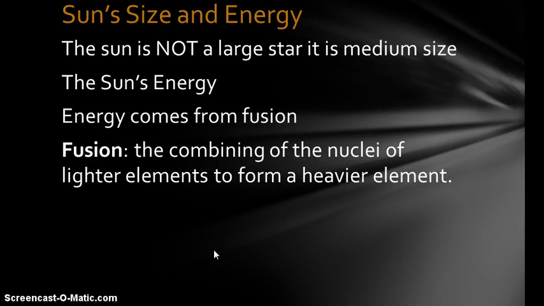On Earth, we can't reproduce fusion because we can't get atoms in a dense enough area and hot enough where they would strike each other and stick together because they have nowhere else to go. And that's what happens in the core of the sun. They literally have nowhere else to go, and when they collide with each other, they stick together, and that's where we get fusion, or the combining of nuclei of lighter elements into heavier elements.